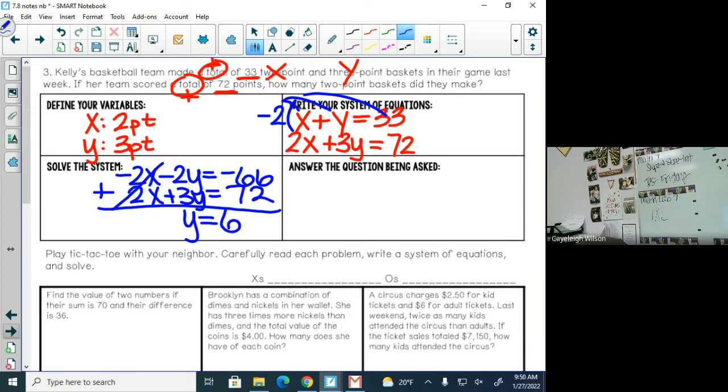So I'm going to plug it back in right there. So x plus 6 equals 33. Subtract 6, so x equals 27. So it's 27. That's impossible.